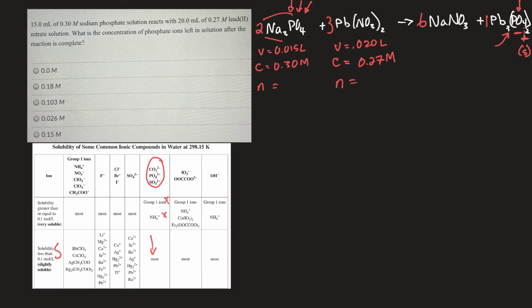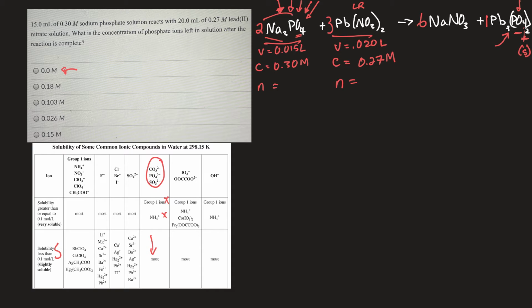So what they're going to be asking here is, does all of this stuff get used up? If it does, then there won't be any phosphates left. But if I have excess of this, and if this one's the limiting reagent, then I'm going to have to figure out how much of this stuff I have left. Okay, so I'm going to have to do a limiting reagent kind of thing. So to do that, I need to find moles of each of these reactants.